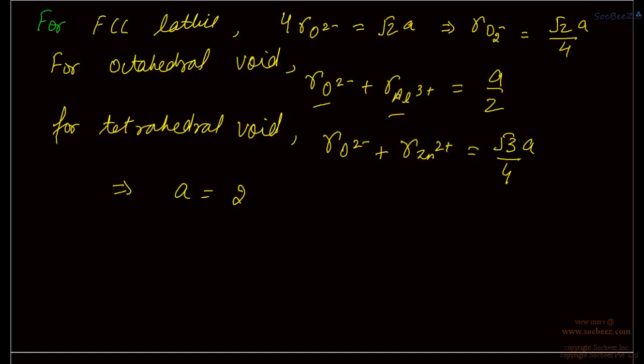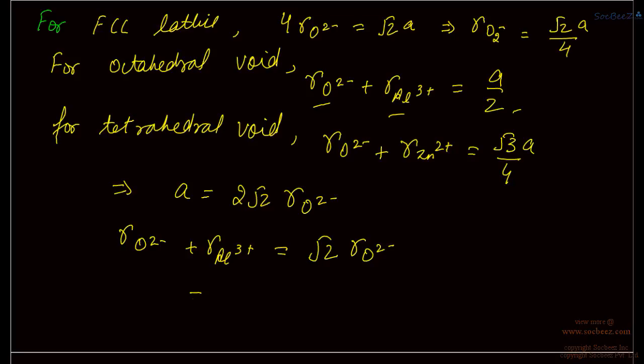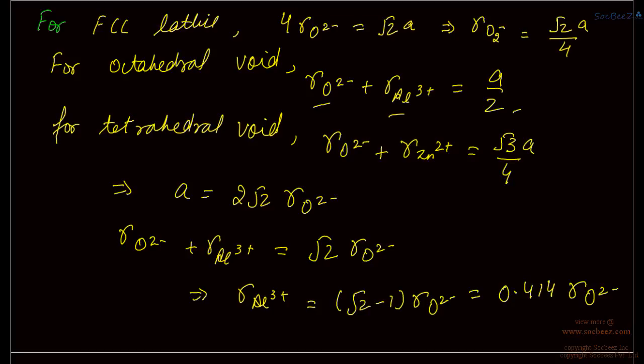So from here we get, since a equals 2 root 2 R O2 negative, therefore R O2 negative plus R aluminium 3 positive equals a by 2, which is root 2 R O2 negative. So if we substitute the value of a as 2 root 2 R O2 negative, we get this expression. So from here the radius of aluminium 3 positive equals root 2 minus 1 times R O2 negative. So this comes out to be 0.414 R O2 negative.